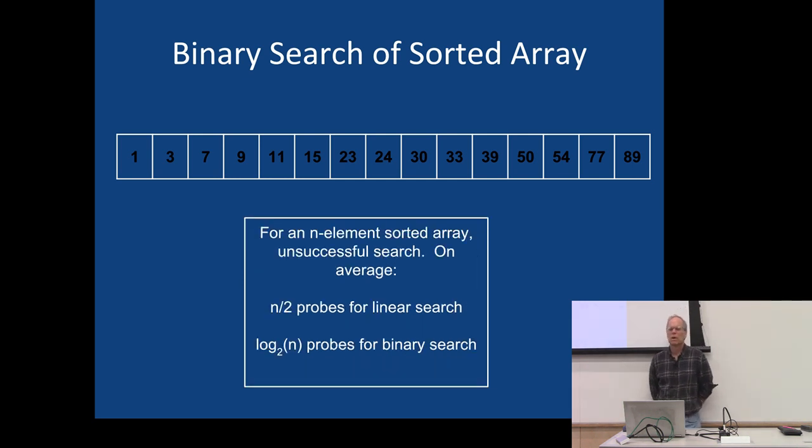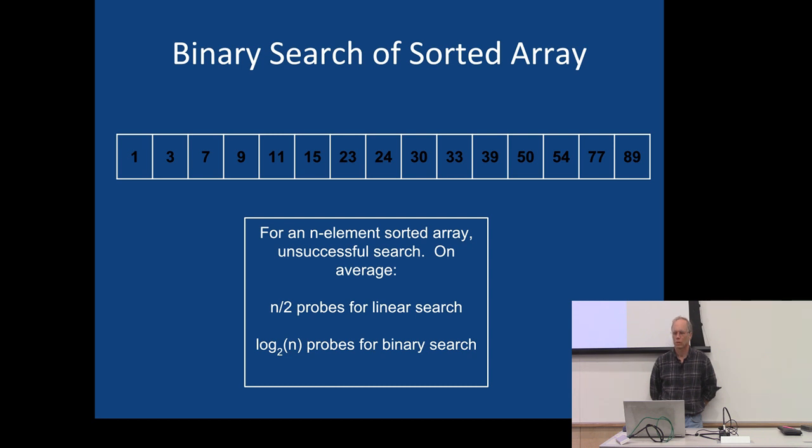Okay, so I'm saying that if you have an n-element sorted array and you do an unsuccessful search, on average it'll take n over 2 probes for linear search. So where does that average come from? How can we say that on average you have to look at half the elements?